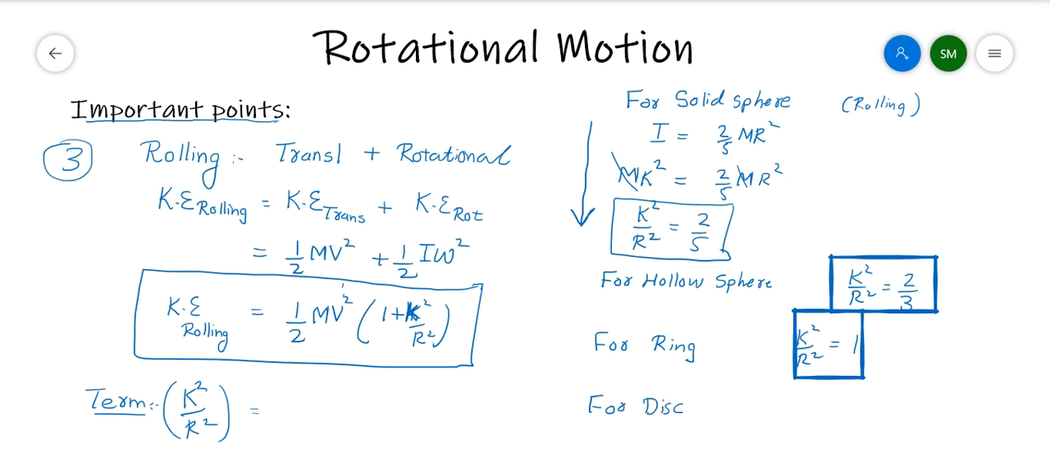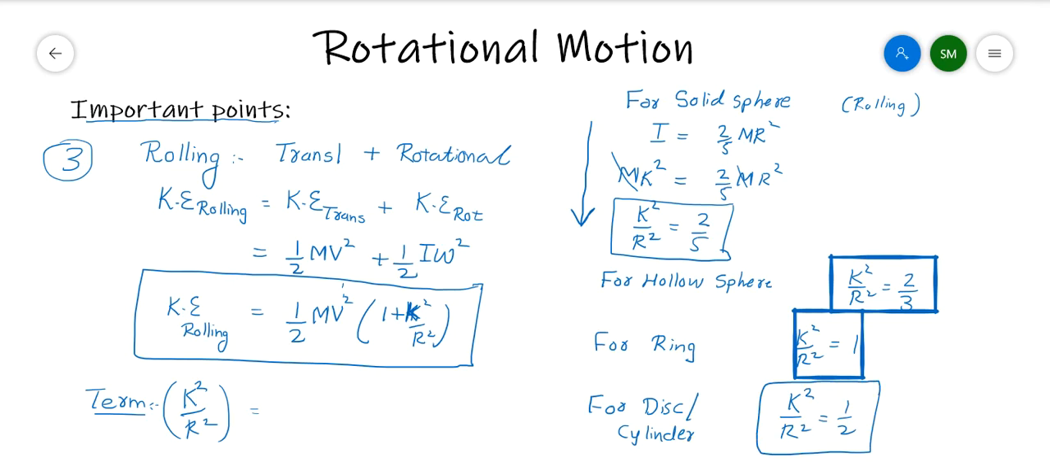For a disk as well as for a cylinder, see, disk and cylinder both have the same formula. For a disk as well as for a cylinder, the value of k square by r square is 1 by 2. Okay, these are the different values.